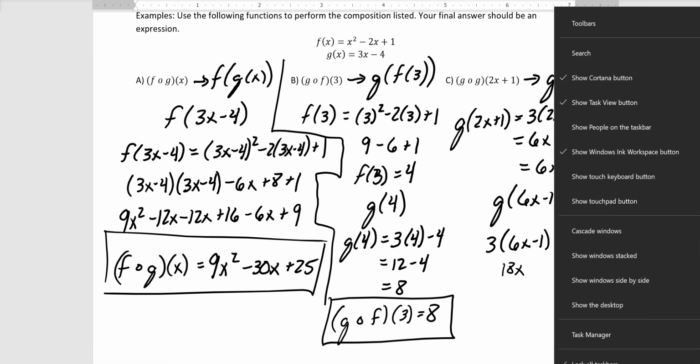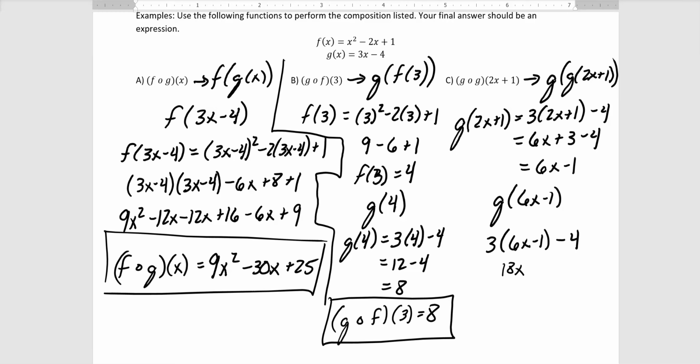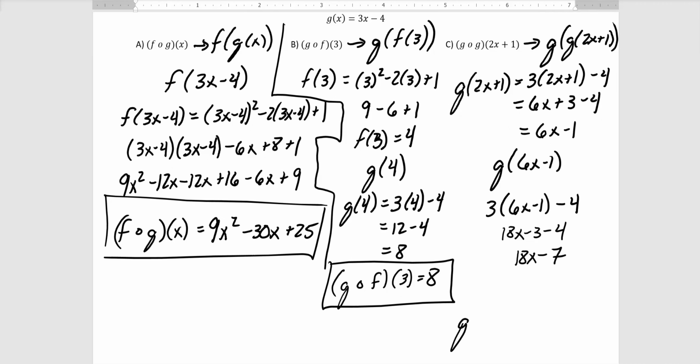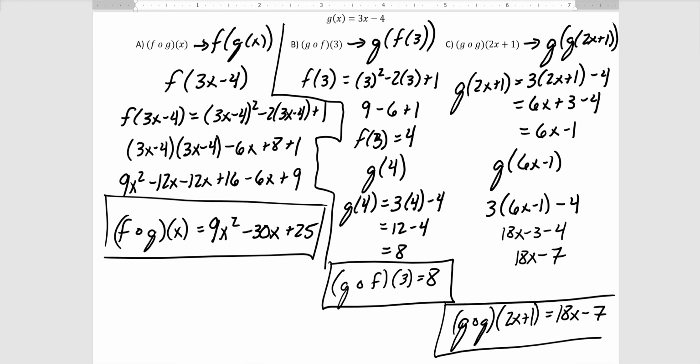3 times negative 1, I don't know what's happening. Sorry about that, something just popped up. 3 times 6x is 18x. 3 times negative 1 is negative 3, and then we have negative 4 there. So 18x minus 3 minus 4, that would become 18x minus 7. So out of all of this, we can say that g of g of 2x plus 1 equals 18x minus 7. There we go.